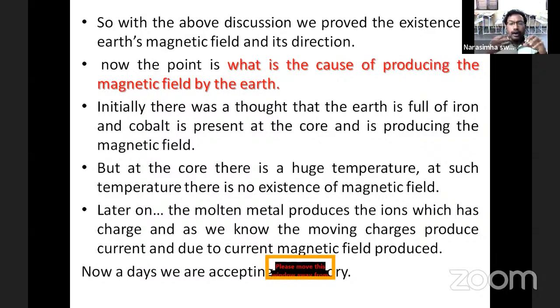So the ions are produced due to the molten metal, they carry charge and are under motion, which produces current. Whenever there is a current, a magnetic field is generated perpendicular to it. The magnetic field and the electric field are always perpendicular to each other. So ions which have charge are moving, producing current, and perpendicular to that a magnetic field is generated. This is the theory that we are accepting nowadays.